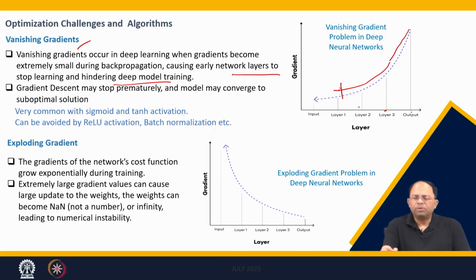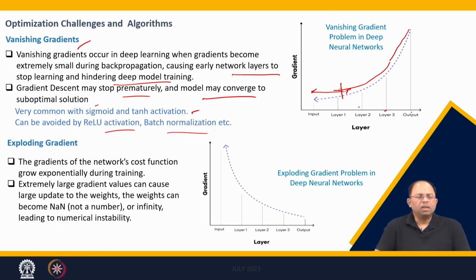Because for deep training we have to reach till this part, but the model cannot reach there because there is no gradient and the optimization stops there, right? Gradient descent may stop prematurely and the model may converge to suboptimal solutions. This is very common for sigmoid and tanh activation functions, but if you use ReLU activation or batch normalization, then this problem doesn't occur.